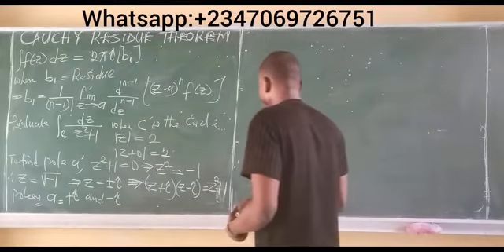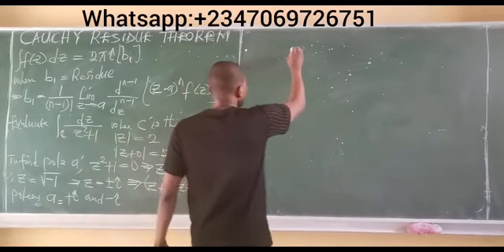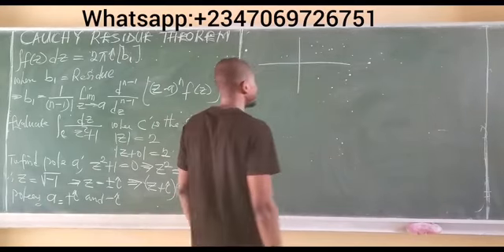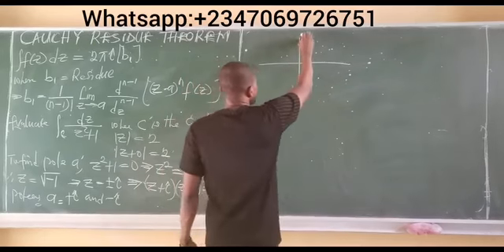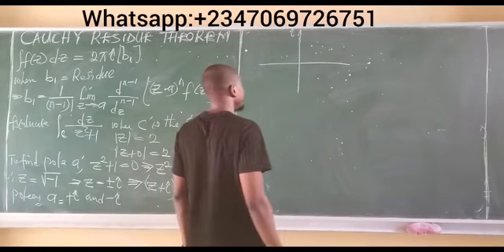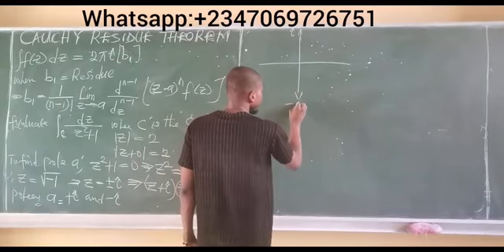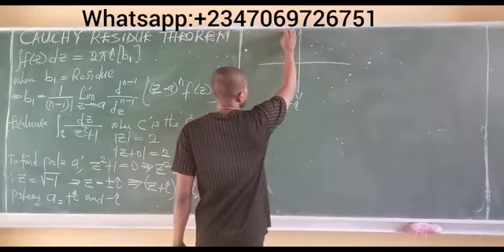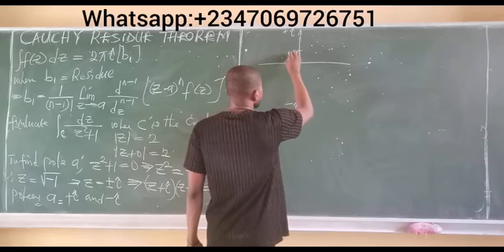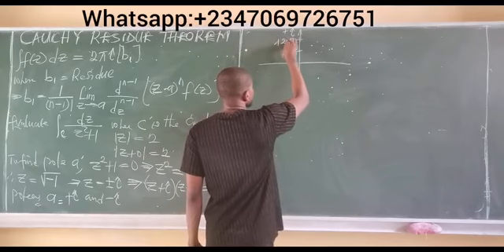Now, to confirm if a pole falls within the cycle, you simply draw your Cartesian coordinate system. This represents your I, and down here represents your negative I. So up is positive I, down is negative I. You can call here plus I, and here plus 2I.